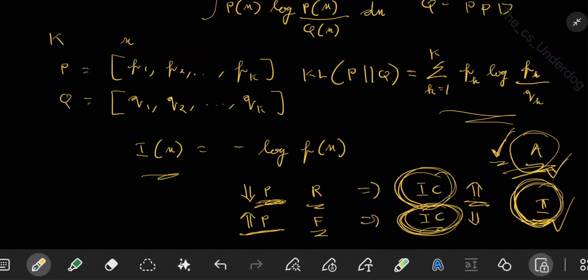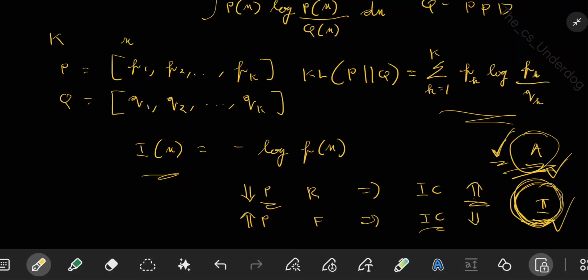So what did you understand? Whenever an event is a rare event, whenever the probability is very low, information content will be high, and whenever the probability is high, that is if it is a frequent event, information content will be low. This is the point. The reason I explain this is, I want to explain how this formula works. Now you try to substitute in this formula.